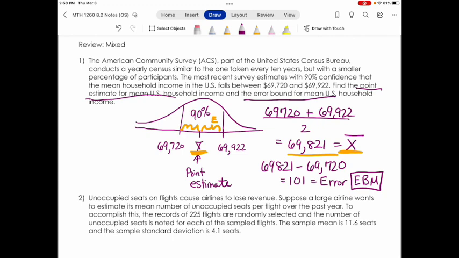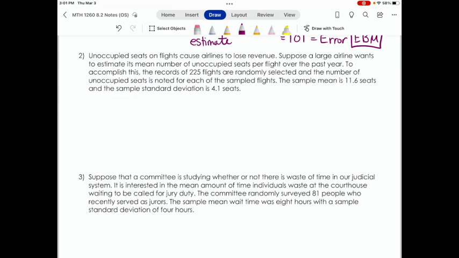bound for the mean. The next example says that unoccupied seats on flights cause airlines to lose revenue. Suppose a large airline wants to estimate the mean number of unoccupied seats per flight over the last year. To accomplish this, the records of 220 flights are randomly selected and the number of unoccupied seats are noted for each of those flights. The sample mean is 11.1 seats and the sample standard deviation is 4.16. And I forgot to write this in here. We're going to do a 92% confidence interval.